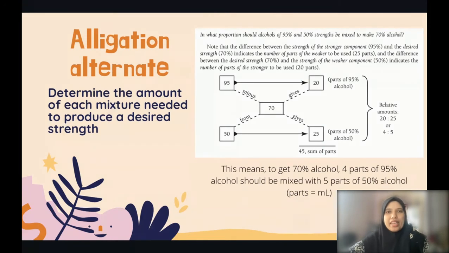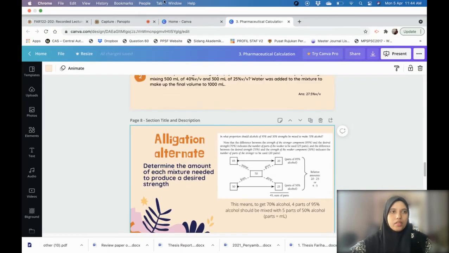Okay, let us continue with the second alligation technique, which is the alligation alternate. With alligation alternate, we can determine the amount of each mixture needed to produce a desired strength. Let us see the example that we have here, which required us to determine the amount or the proportion of alcohol 95% and alcohol 50% to produce alcohol 70%. So the method will determine the difference between the strength that is available and the strength that we are going to produce. Okay, I will show you how to calculate this.